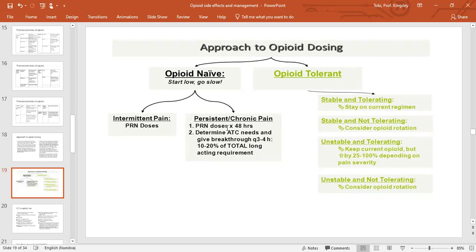And if it's stable but not tolerating, that's what we call opioid rotation. You change the opioid you are using to another opioid. It's known as opioid rotation. And we'll talk more about it as we go on. For opioid tolerant patients who are unstable, but they tolerate, you need to keep the current opioid dose, but you may also need to increase it by 25 to 100%, depending on pain severity. For patients who are unstable and they are not tolerating, it's been advised to consider what we call opioid rotation. I hope you're following.